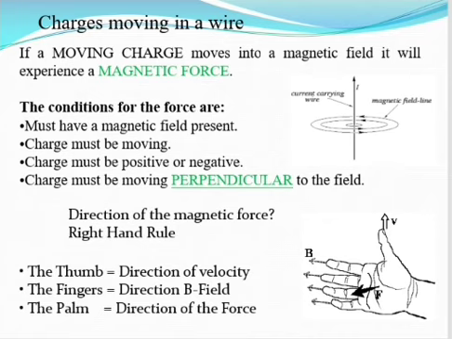How can we find out the direction of a magnetic force? So current is defined to be the direction of flow of positive charges. So your right hand rule always gives the correct direction. The thumb is the direction of velocity or current direction. The fingers are the direction of the magnetic field. The palm is the direction of the force.